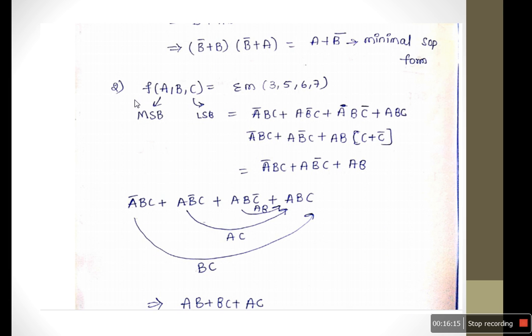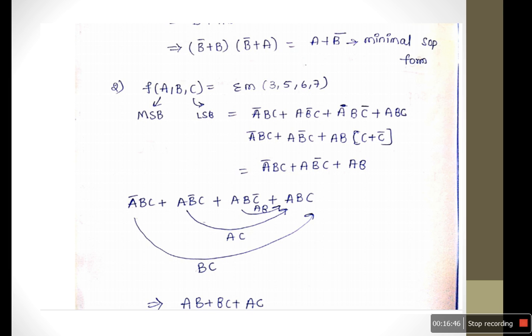For example, I am taking one more question. So instead of truth table, if they are given the values like this, the sum of products is represented as sigma of small m 3, 5, 6, 7. So 3 in the sense 0, 1, 1. 5 in the sense 1, 0, 1. 6 is nothing but 1, 1, 0. And 7 is nothing but 1, 1, 1.